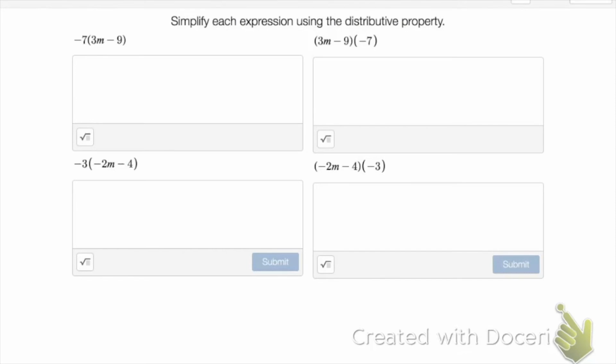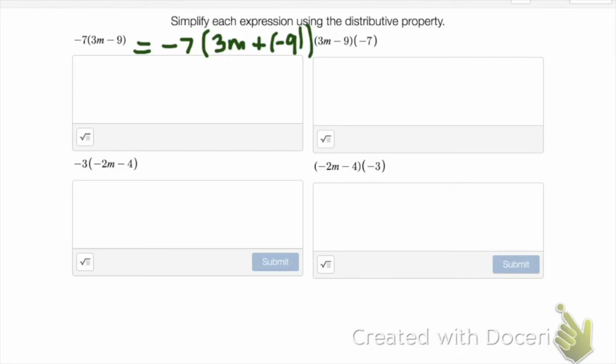Okay, so for this problem, if you look at all four, you're going to see the number, the coefficient, not always standing in front of the quantity, right? Right now it's standing in the back. So let's try to find out, are they the same? First of all, we need to rewrite the problem: negative 7 multiplied by 3m plus negative 9.